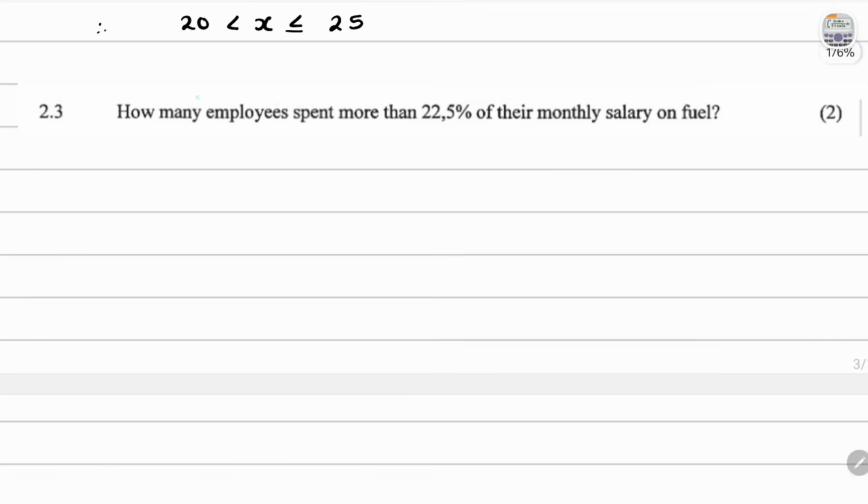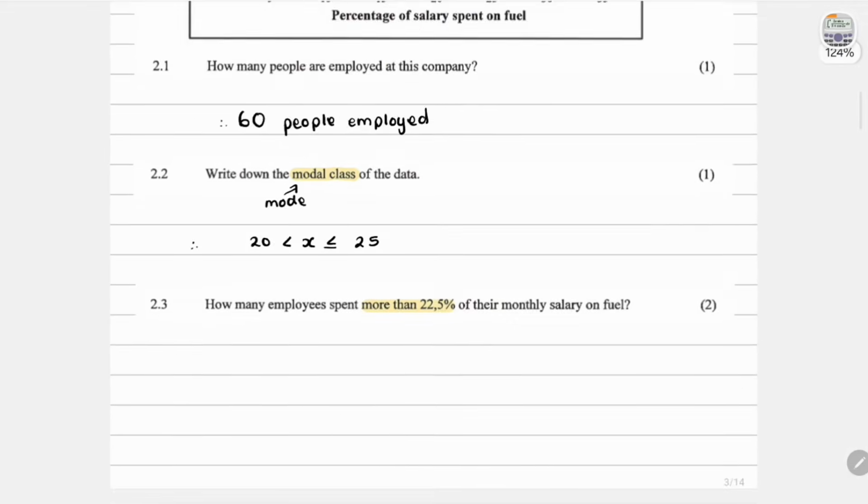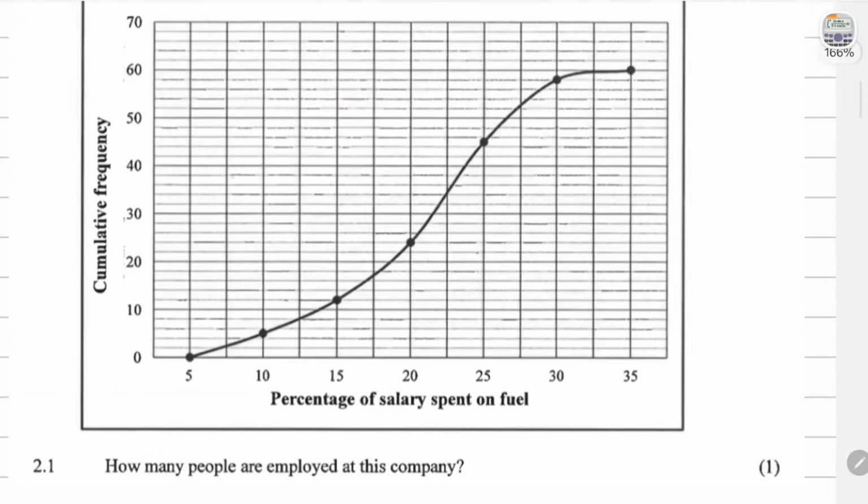Question 2.3 says, how many employees spent more than 22.5% of their monthly salary on fuel? Okay, so let's look at this data.